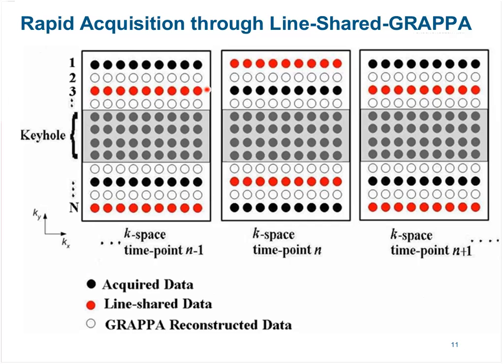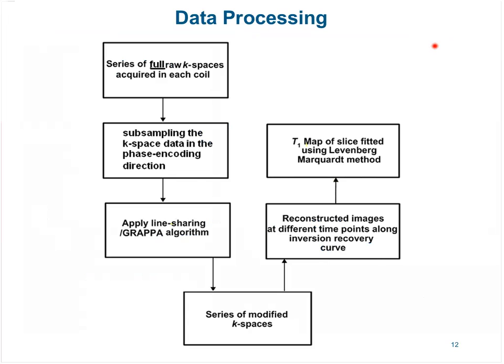So here actually you have enhanced the speed by a factor of 2, and you are using two algorithms, line sharing and GRAPPA, one after another. First you are applying line sharing and then the GRAPPA algorithm. And so here are the processes described in case you want to simulate these algorithms.